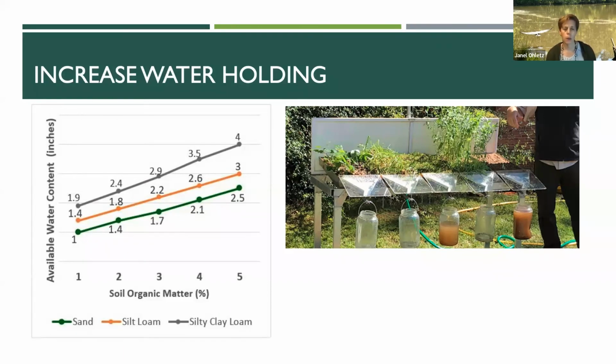That's like an insurance policy for a little bit of drought. The higher the organic matter, the more water is held there and available for plants, regardless of the soil type.